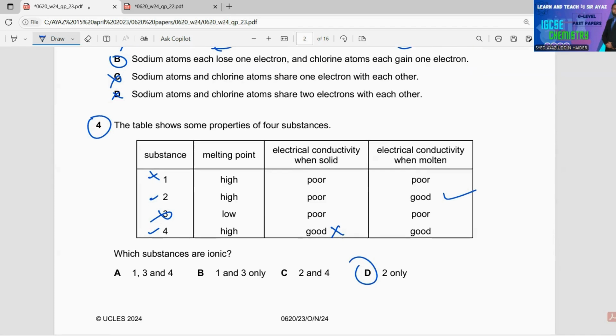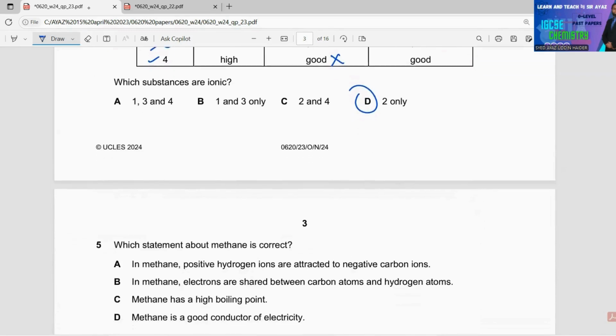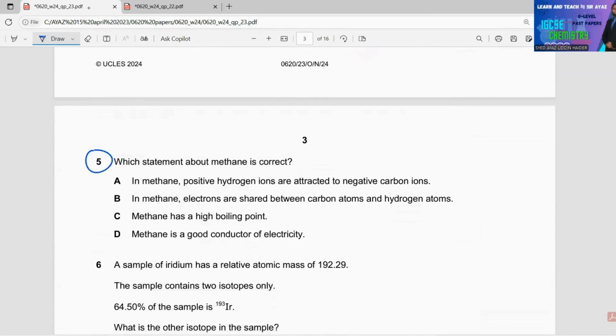Going to next MCQ, which is 5. Which statement about methane is correct? A, in methane, positive hydrogen ions are attached to negative carbon ions. We don't have ions here, so this can't be the right answer. We don't have ions here because in methane, carbon and hydrogen form bond through sharing of electrons, not due to the transfer. B, in methane, electrons are shared between carbon atom and hydrogen atom. This must be the right statement.